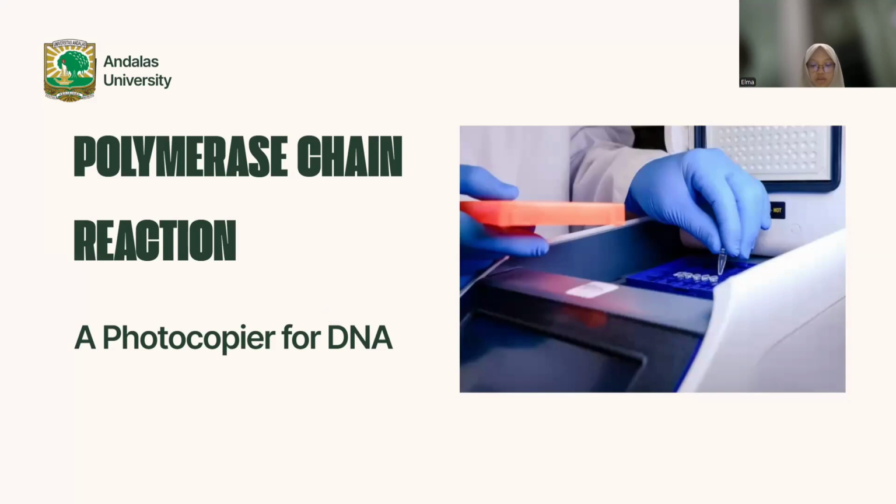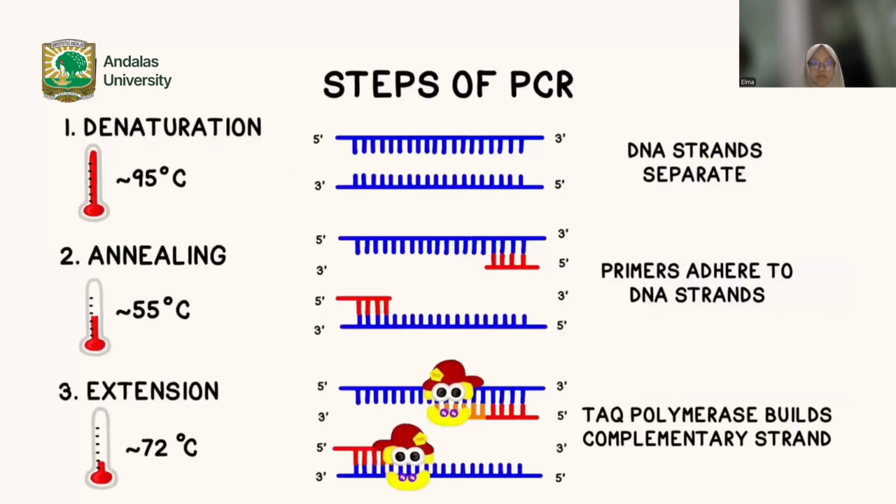PCR is a revolutionary technique in molecular biology, often referred to as a photocopier for DNA because it allows us to amplify a specific DNA fragment into millions of identical copies within just a few hours. The principle of PCR is based on natural DNA replication, but carried out in vitro.